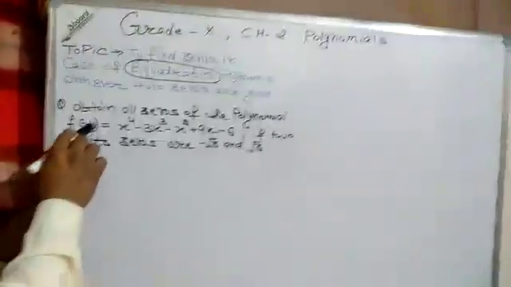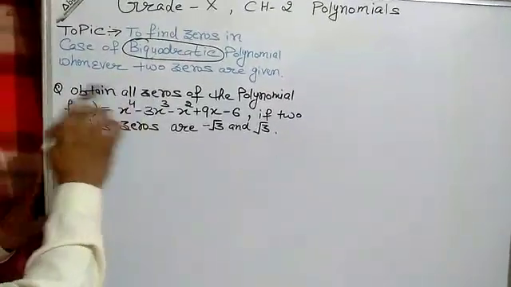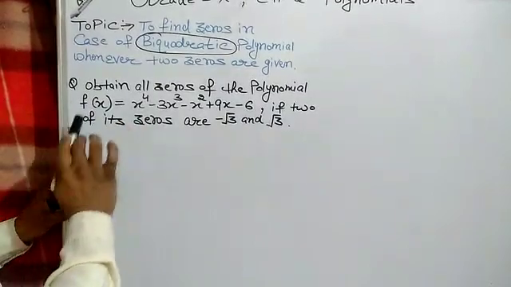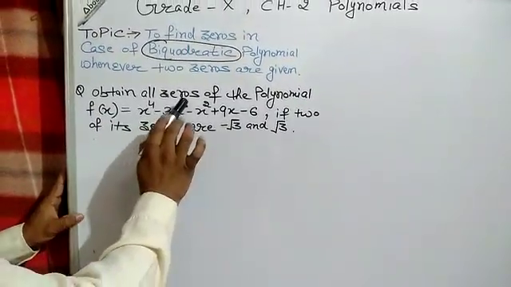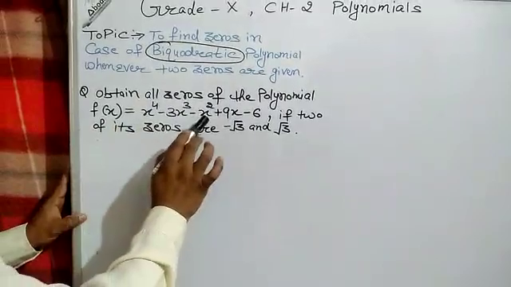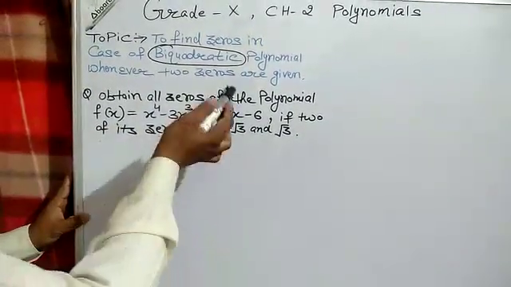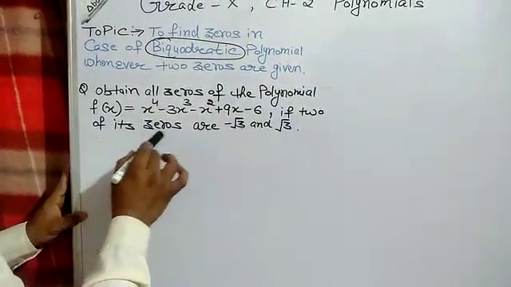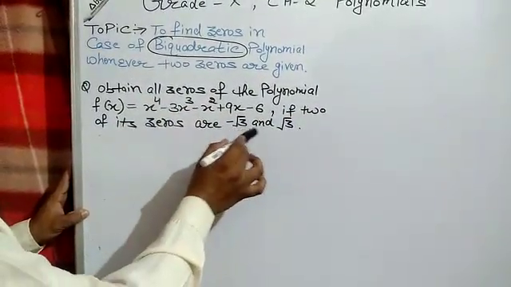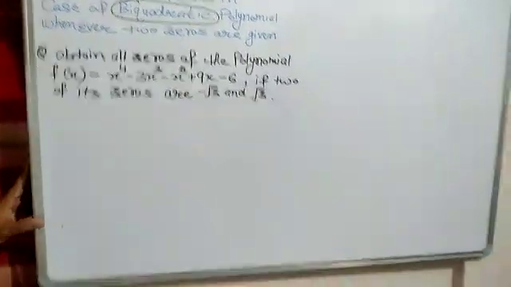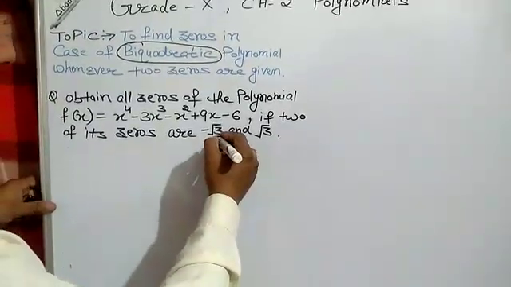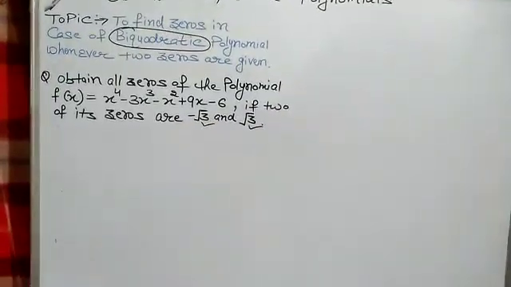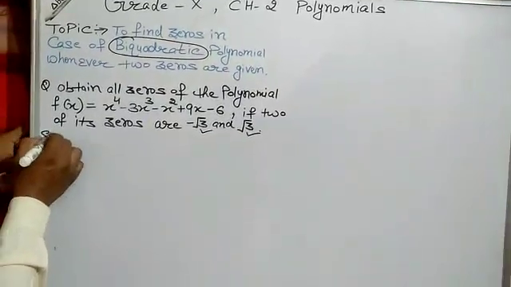So see, by this question: obtain all zeros of the polynomial f of x equals x to the power 4 minus 3x to the power 3 minus x to the power 2 plus 9x minus 6, if two of its zeros are minus root 3 as well as plus root 3. It means, students, two zeros are already given to us and we have to find out the rest of the two zeros. So here is the solution.